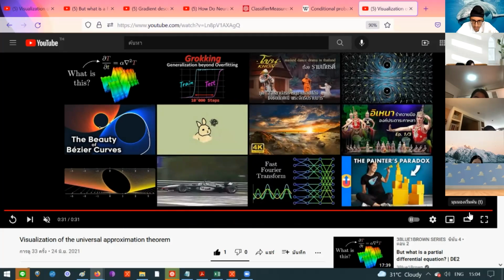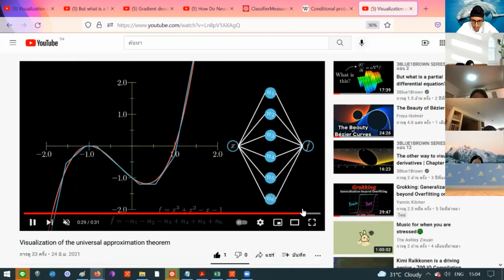Stop too soon. Okay, so let's go over here. You can see that by using 1, 2, 3, 4, 5, 6, he can already create something that looks really smooth.